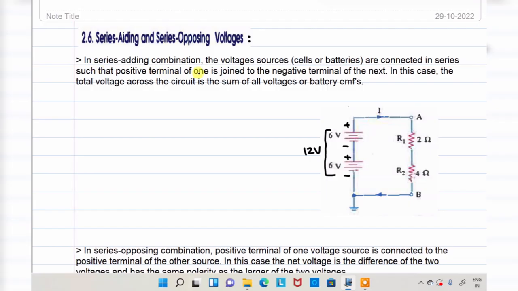In series adding combination, the voltage sources, cells or batteries are connected in series such that the positive terminal of one is joined to the negative terminal of the next. In this case, the total voltage across the circuit is the sum of the battery EMFs. So voltage V is equal to 6 plus 6, that is 12 volts. That is nothing but series adding. Everyone is clear, right?